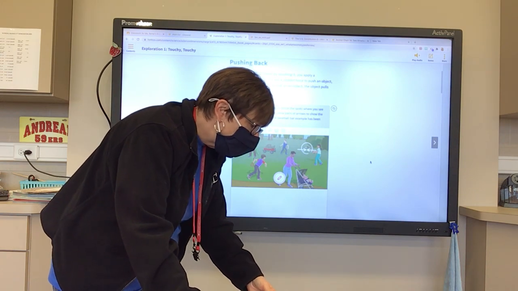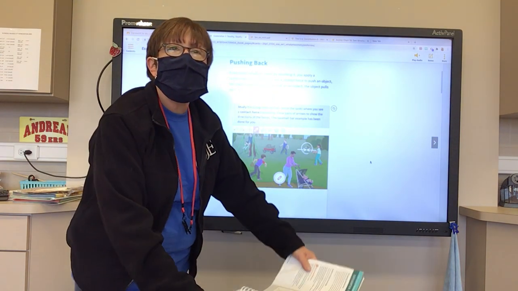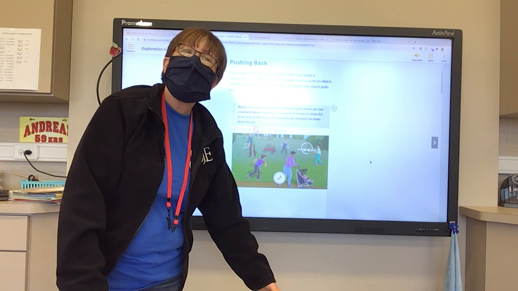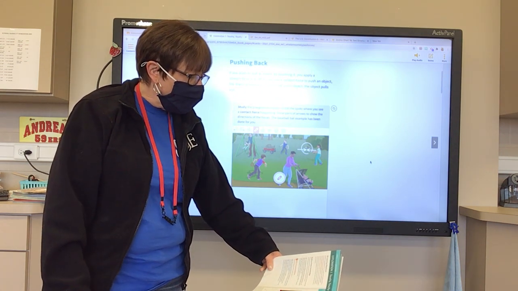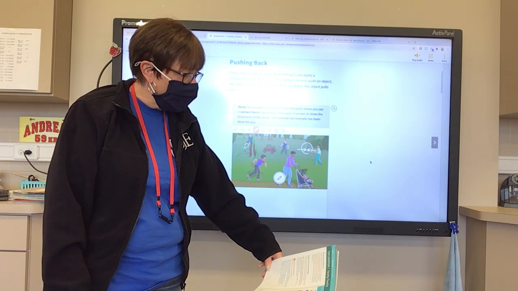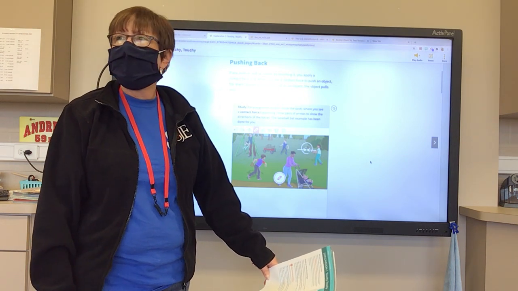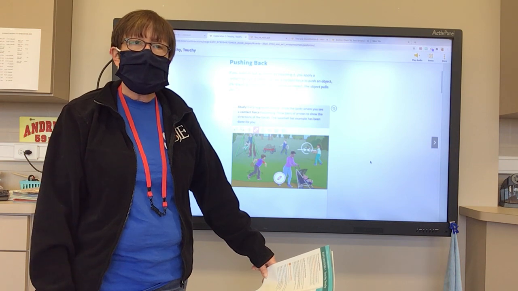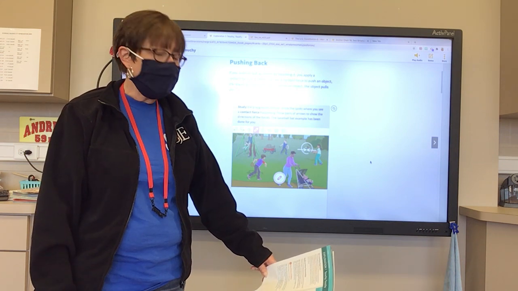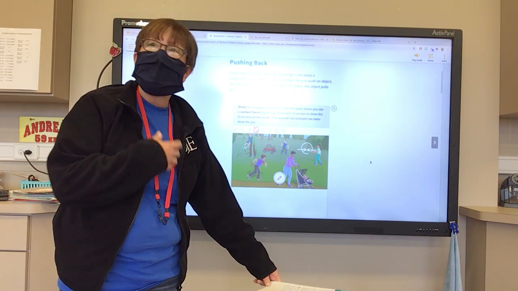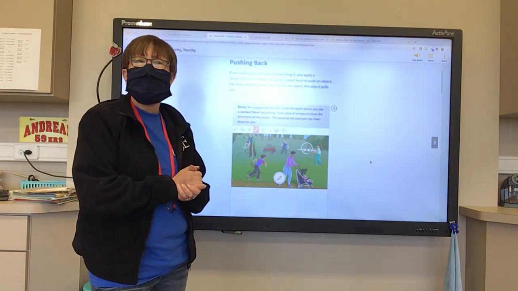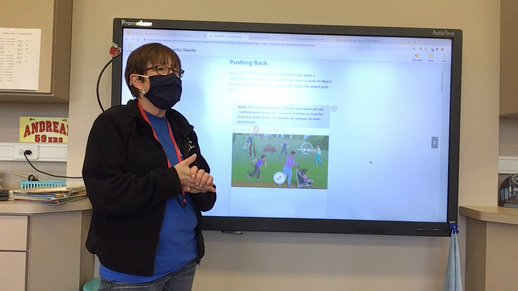Now, can pushes have different strengths and directions? What do you think, Juliana? Yes, for sure they can. Now, can pushes and pulls change the speed or direction of the motion and start and stop it? Ethan? Yeah, they can. They sure can. Now, what happens when objects touch or collide with each other?